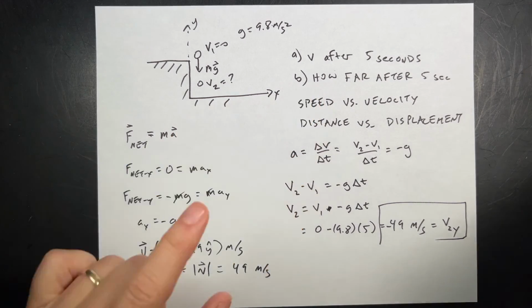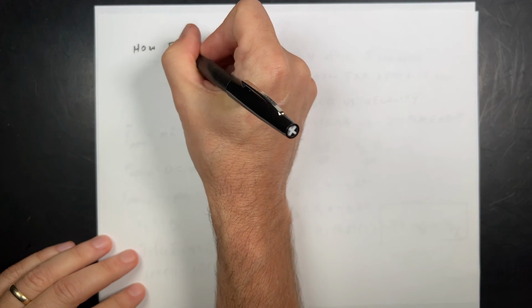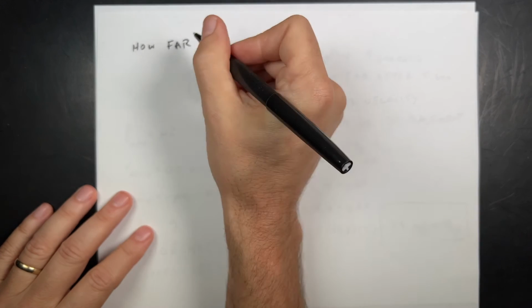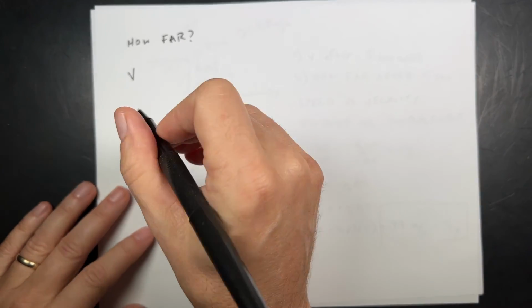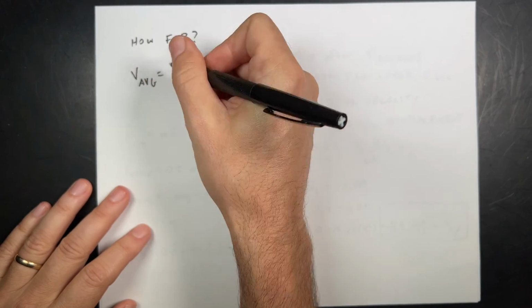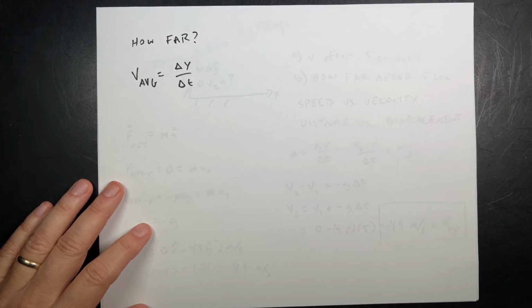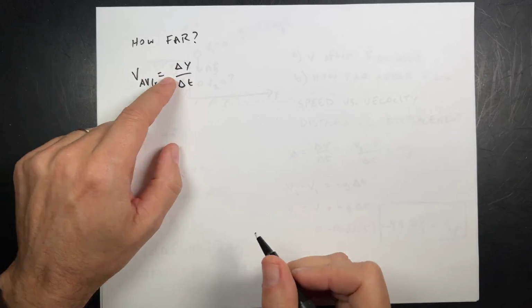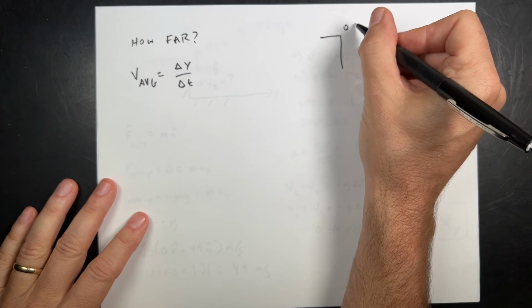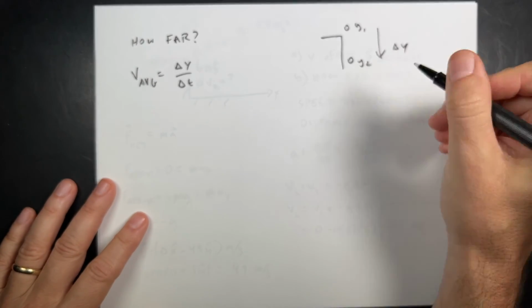Now let's find how far. I'm going to show you two ways to say how far. I'm going to start off with the definition of average velocity in the y direction. V average is going to be the change in y, and this is just in the y direction, with respect to time. If I want to find out how far, that is delta y. That's how far it moved. It went from y1 down to y2. That is delta y. That's what I want to find.